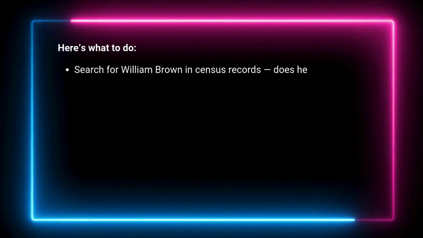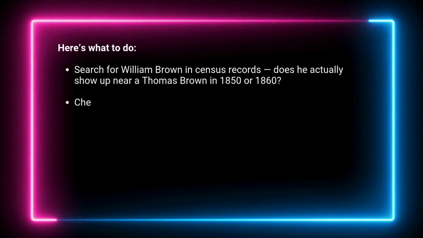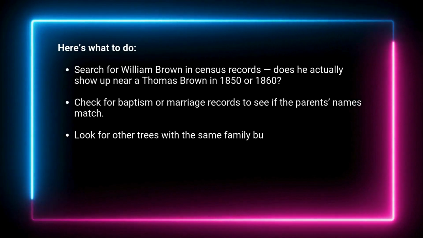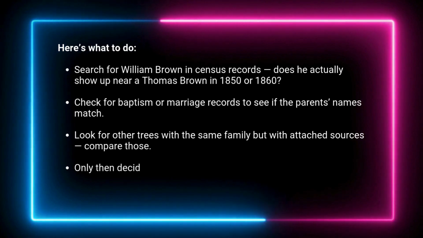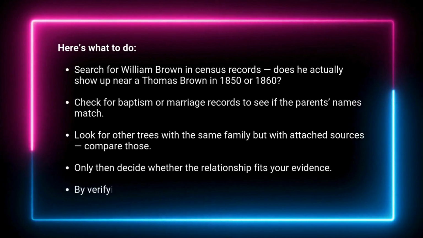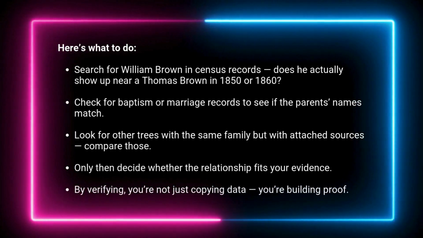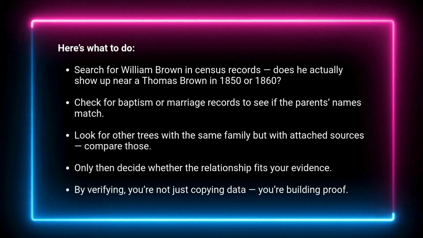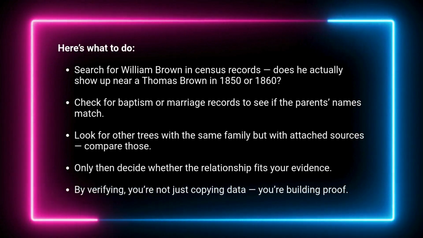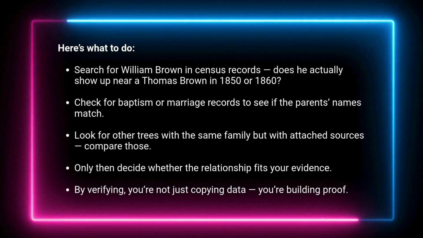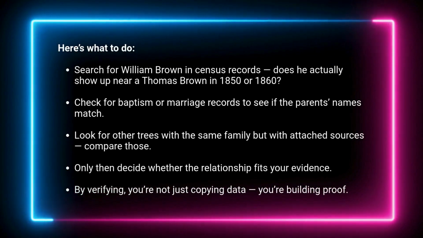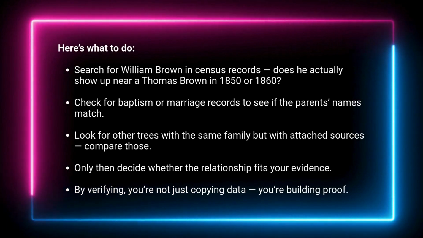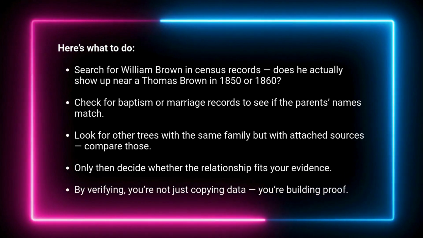Here's what to do. Search for William Brown in census records. Does he actually show up near Thomas Brown in 1850 or 1860? Check for baptism or marriage records to see if the parents' names match. Look for other trees with the same family but with attached sources, and compare those. Only then decide whether the relationship fits your evidence. By verifying, you're not just copying data, you're building proof.